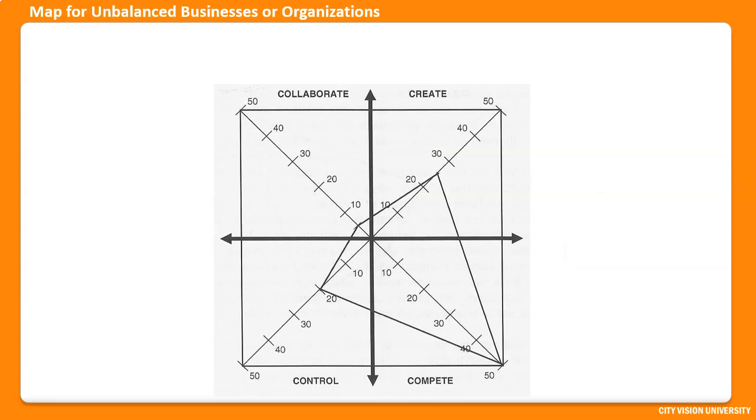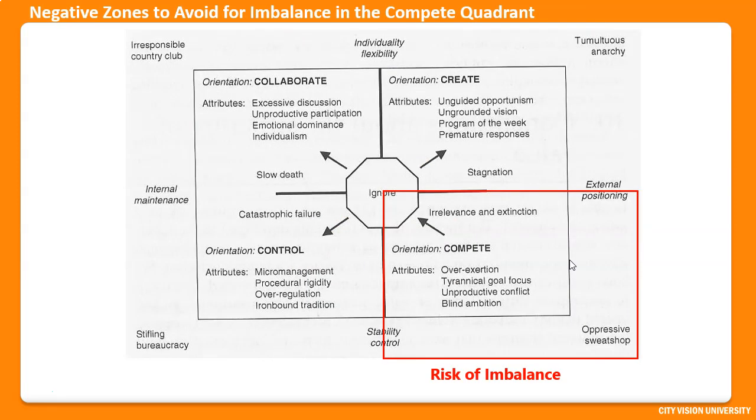If you are in an unbalanced business or organization that's very focused on the compete quadrant, you might have a profile that looks like this, if you assess your organization. So what does that look like? Ultimately, it would be being too driven. The term driven is probably the biggest. If your organization feels too driven, too focused on goals, an organization made of workaholics, having a lot of conflict, having too much ambition, ultimately, that devolves into an oppressive sweatshop.